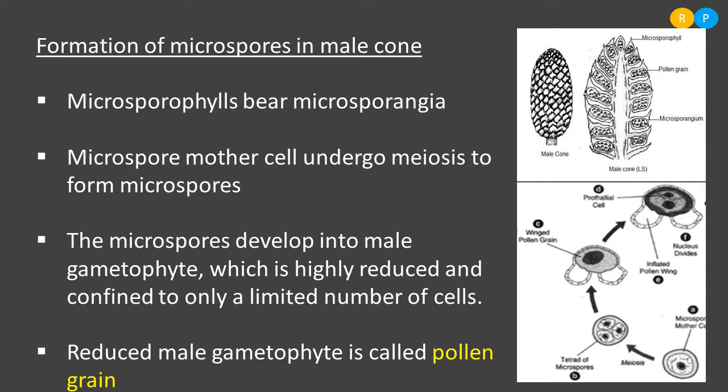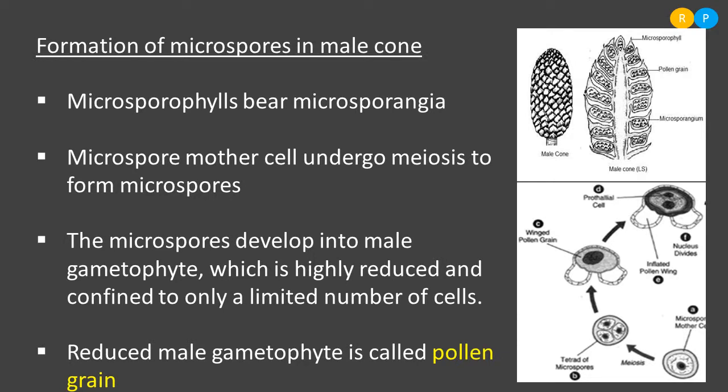So why are the pollen grains called male gametophyte? Because they are carrying male gamete. Pollen grains are the structures that carry male gamete. They are also named as male gametophyte. Understood, children? So in today's class we understood the types of cones and how the microspore formation takes place within the male cone. Clear?